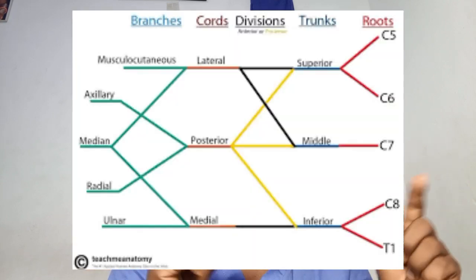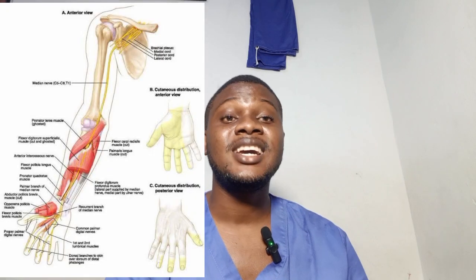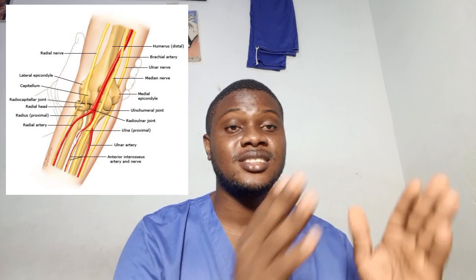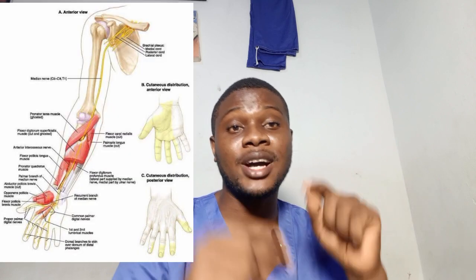The median nerve is formed from the medial and lateral cords of the brachial plexus in the axilla, and it courses downward. That means it moves downward where it is lateral to the brachial artery in the upper part of the arm.